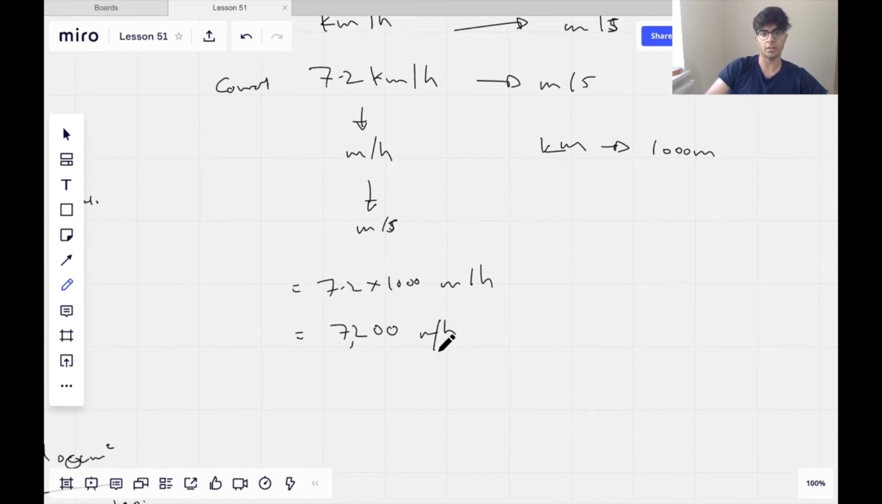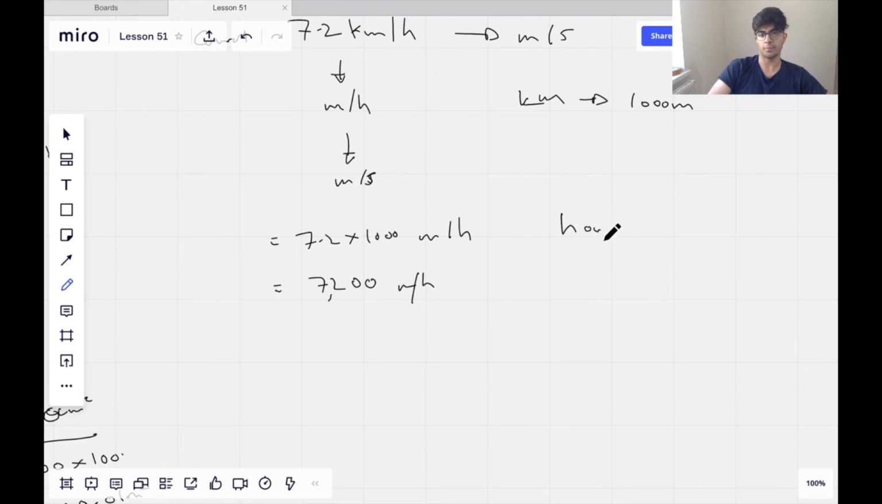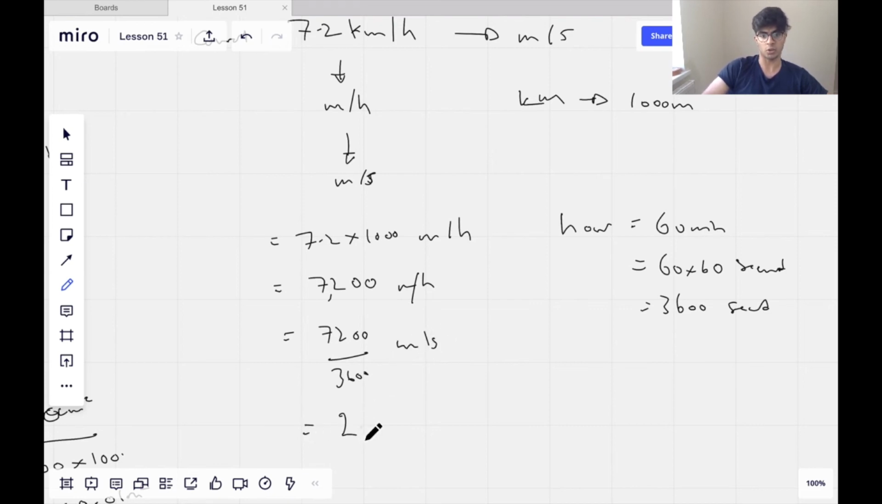And if in 1 hour we're running 7,200 meters, how many of that can we run in a second? Well, we know in 1 hour there are 60 minutes, and in each minute there are 60 seconds. So an hour is 60 times 60 seconds, which is 3,600 seconds. So if in 1 hour we run 7,200 meters, in 1 second we'd run 1 over 3,600 of that. So we do 7,200 divided by 3,600 meters per second, which equals 2 meters per second.